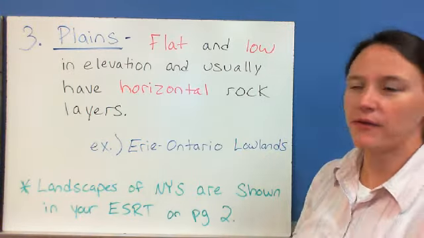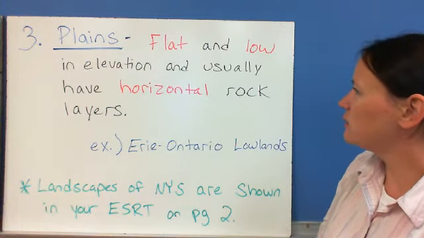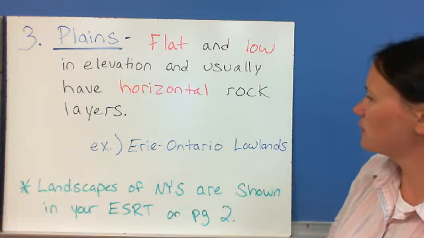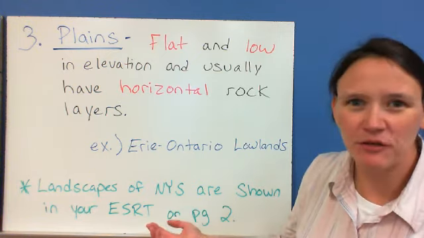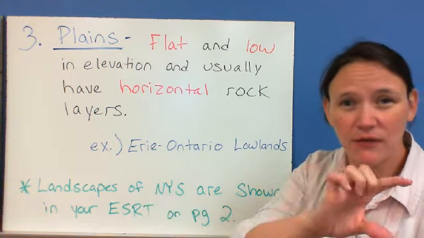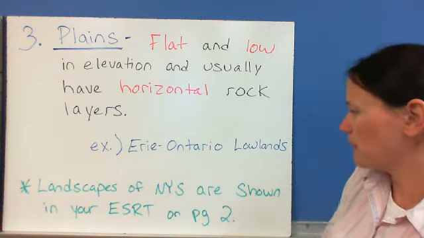And the last type of landscape are plains. These are flat and low in elevation and usually have horizontal rock layers. Example, the Erie, Ontario lowlands. We don't really have a picture because it looks like the plateau as far as the horizontal layers, but they're lower.